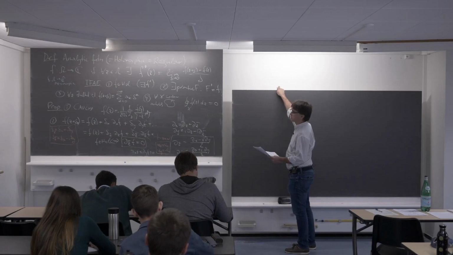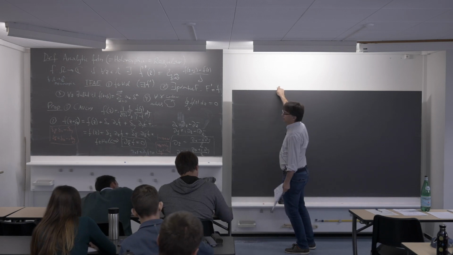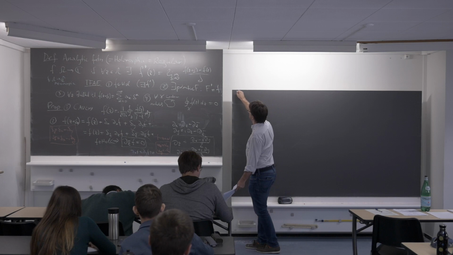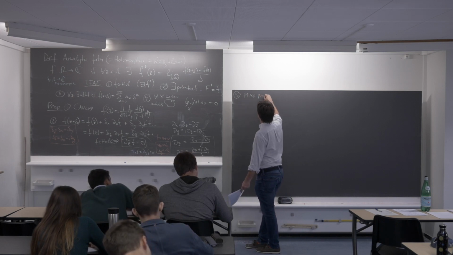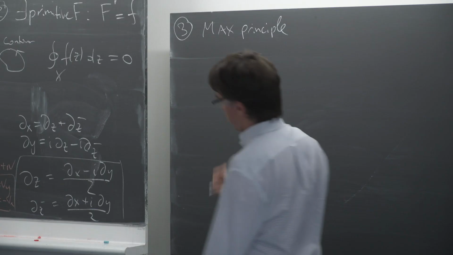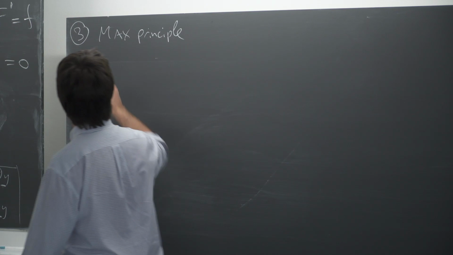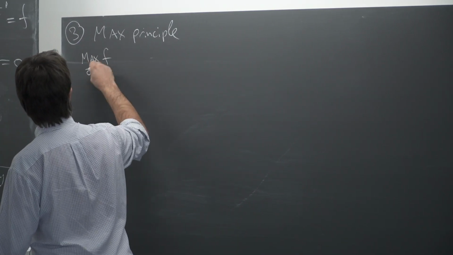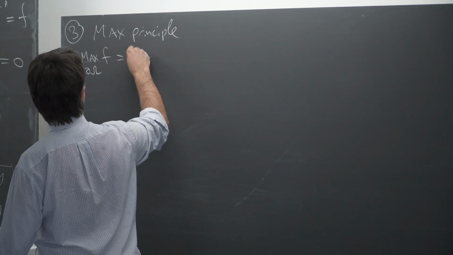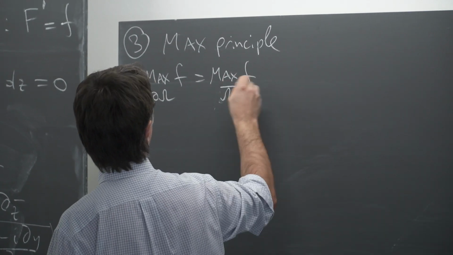So what else do I need? Any more properties? Well, maybe just the third property is that there is a maximum principle. So an analytic function always achieves its maximum on the boundary of a domain. So the maximum of |f| on the boundary of omega is equal to the maximum of |f| on omega.